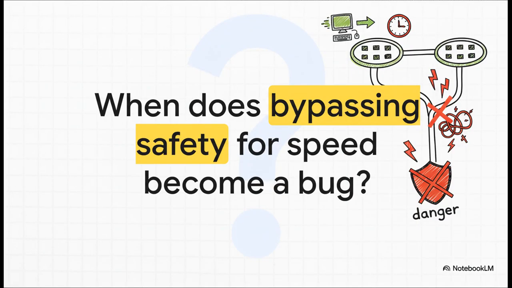And that really leaves us with a bigger question, one that goes way beyond just networking, right? We're always trying to make things faster, more efficient, more convenient. But it's always a trade-off, a balancing act. And you have to wonder, at what point does bypassing safety for the sake of speed stop being a cool feature and become a really dangerous bug?